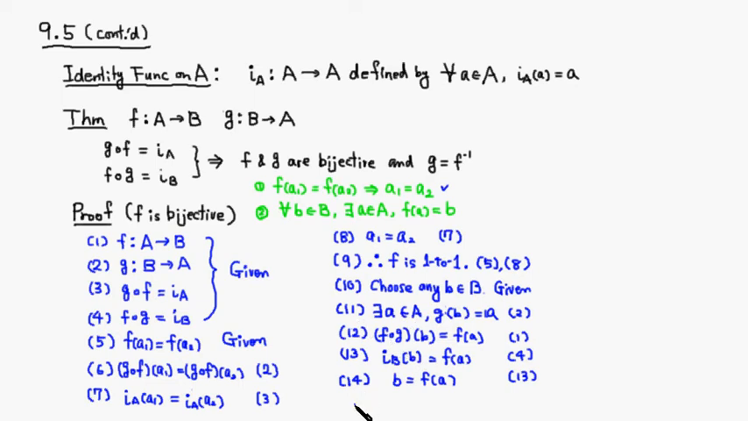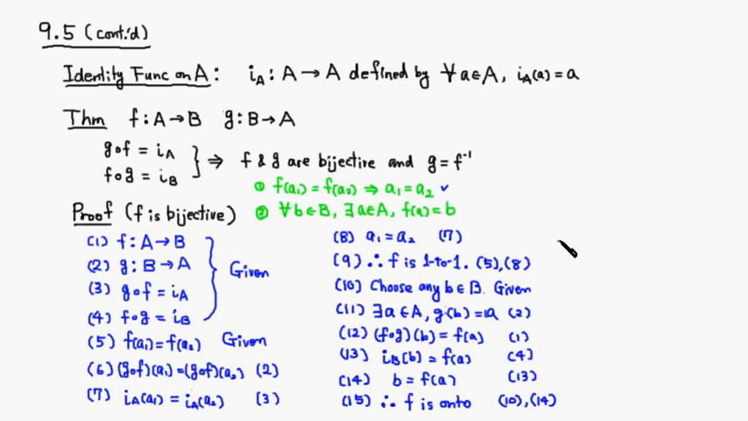So therefore, number 15, f is onto, right? Because for any element b in B, we can find the corresponding element a in set A such that f of a equals b.